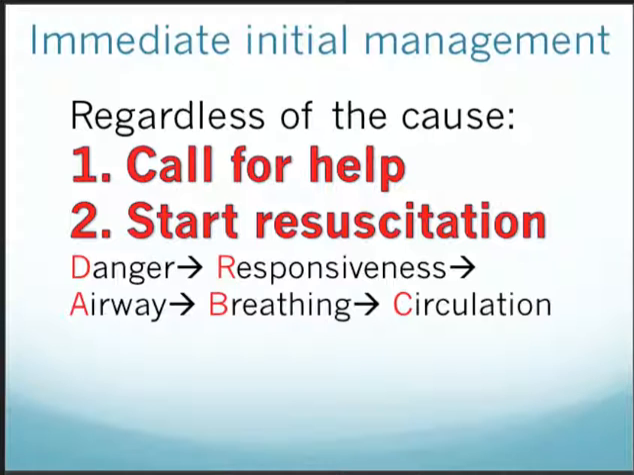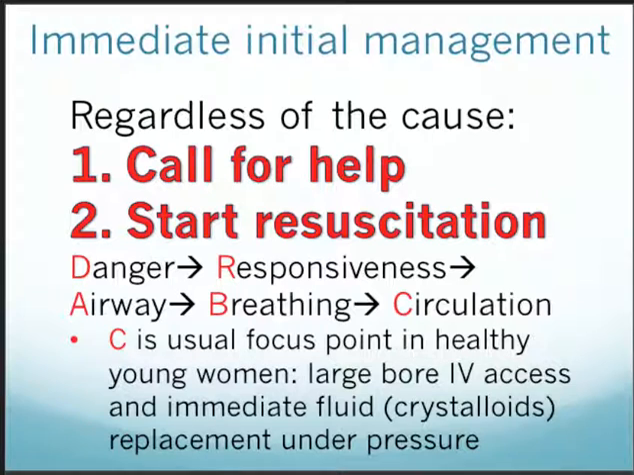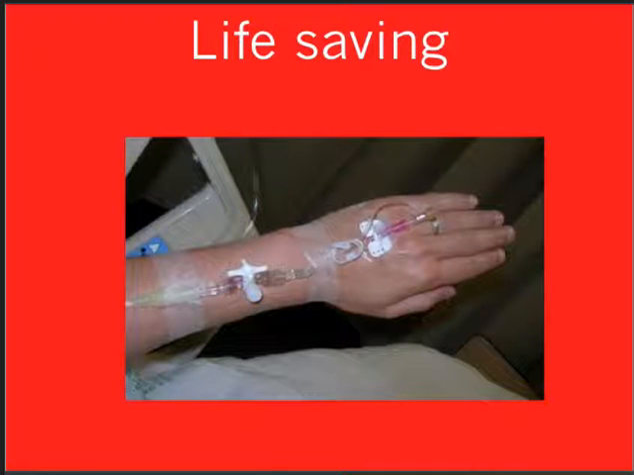And in obstetrics, where we're dealing with usually young and fit women, the focus point of the obstetrician is usually the C of circulation. So the most important part for us, because the D, the R, the A, and the B are usually not a problem, is that we want to insert 2 large bore IV cannulas, so we have access. We can give immediate fluid replacement, replace the blood volume loss immediately with crystalloids, and replace it quickly under pressure, or elevate the bag to a higher level. So having IV access can make the difference between life and death.